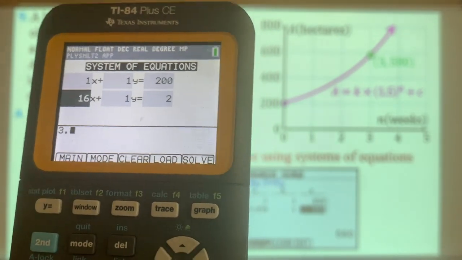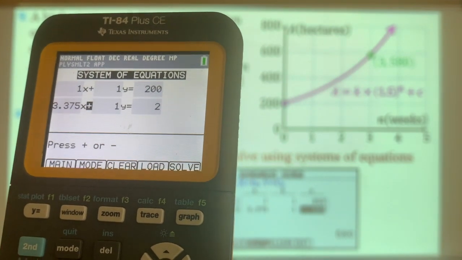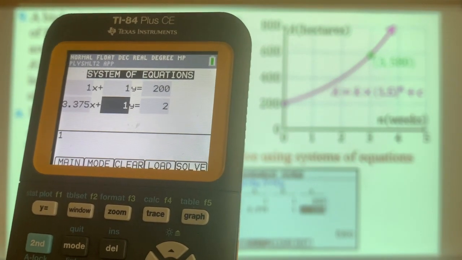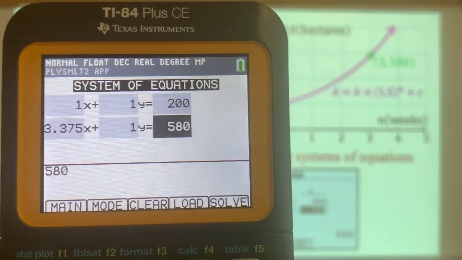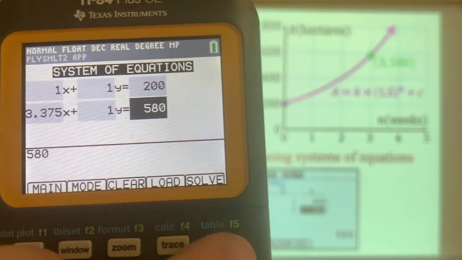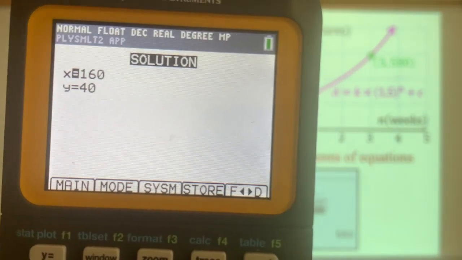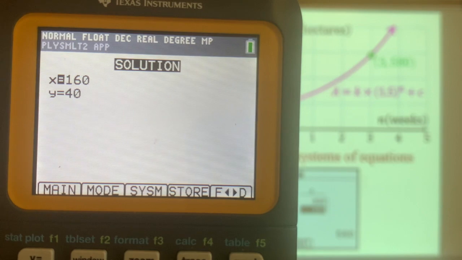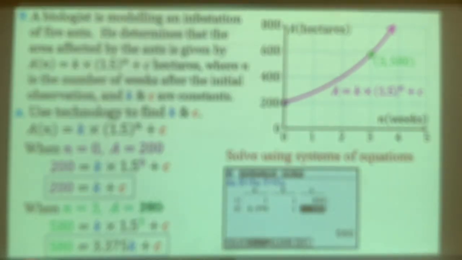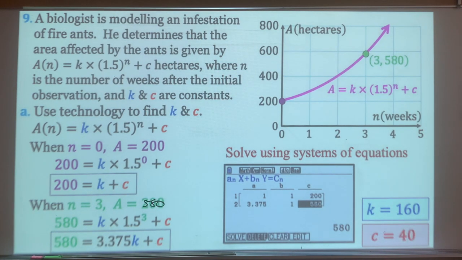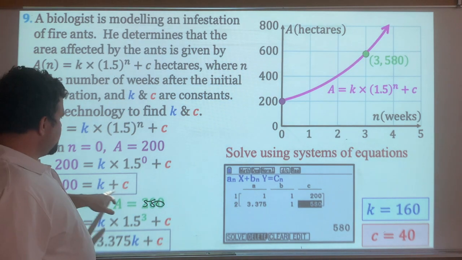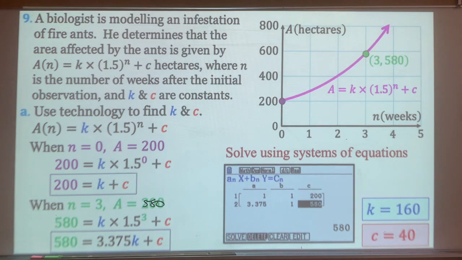So we got 3.375 K plus 1C equals 580. All right, we got our stuff all in there. The solve button right there, and it tells X is 160, Y is 40. Think that's right? So K is 160, C is 40, because I use this as X, this is Y. So 160 and 40 is our answer.